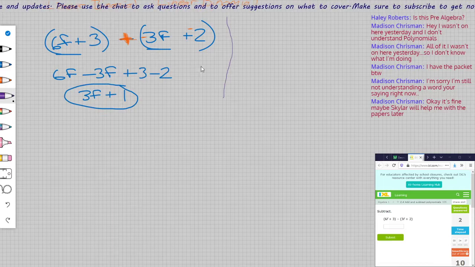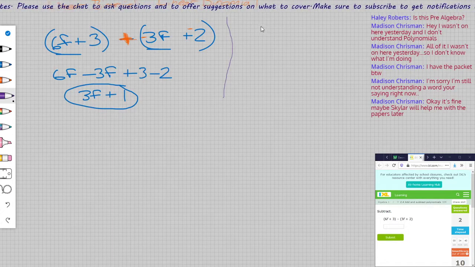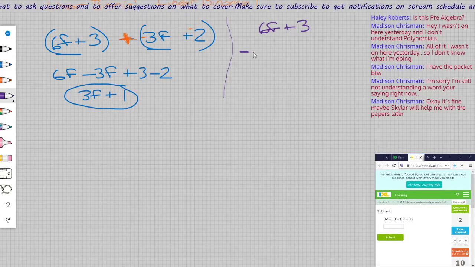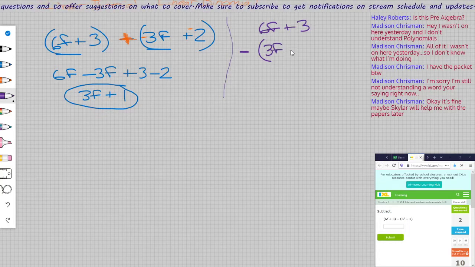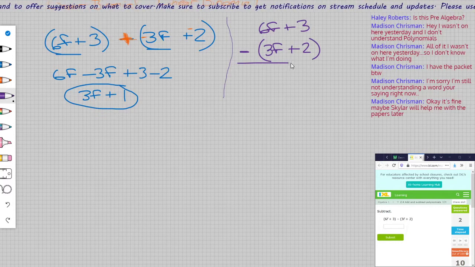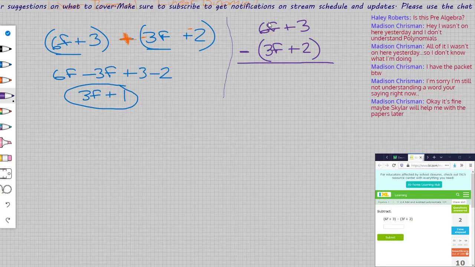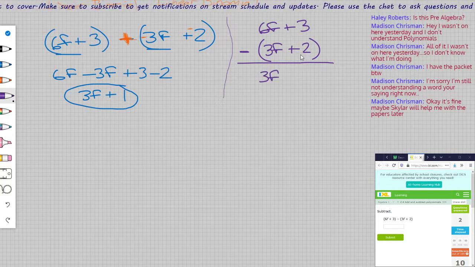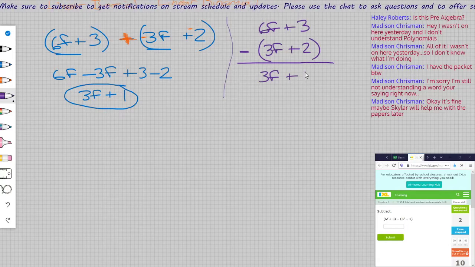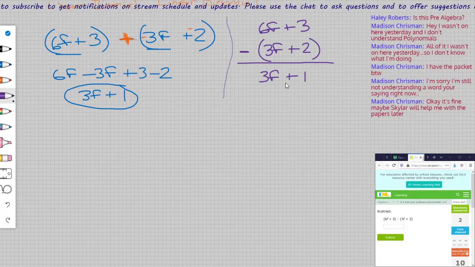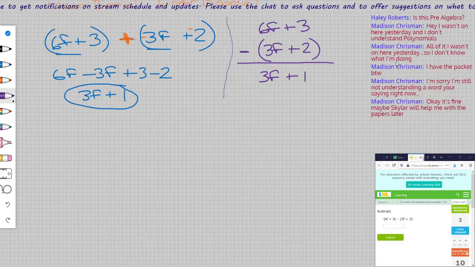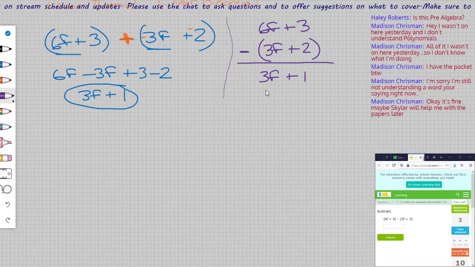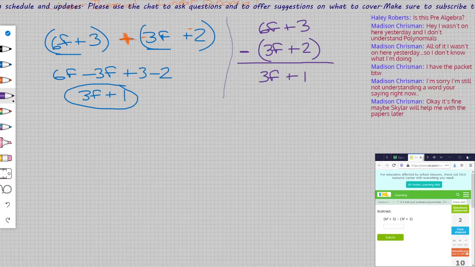So 6f plus 3. And then we're going to subtract 3f plus 2. Alright? So 6f, and they're stacked on top of each other. So 6f minus 3f is going to be 3f. 3 minus 2 is going to be 1. So that's another way you can do that. I'm hoping that I can show another one where there is a missing term, or one of them has one but it doesn't have it in the other, so I can show you what you can do to substitute that. That is another way you can do that.